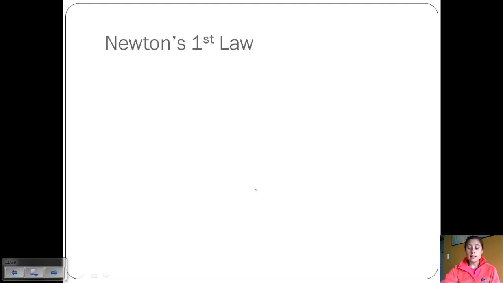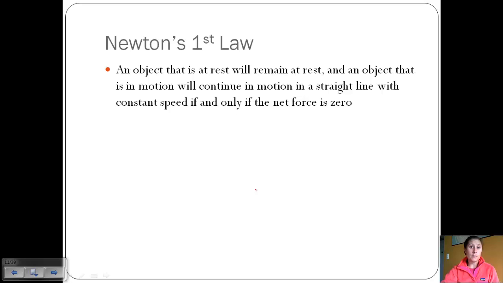Okay, and so then the last part that we're going to talk about today is Newton's first law, which does relate to this relationship between force, acceleration, and mass, but here we're going to introduce what's called inertia. So Newton's first law says that an object that's at rest will remain at rest, and an object that is in motion will continue in motion in a straight line with constant speed, so basically as it's already going, unless an object acts on it.